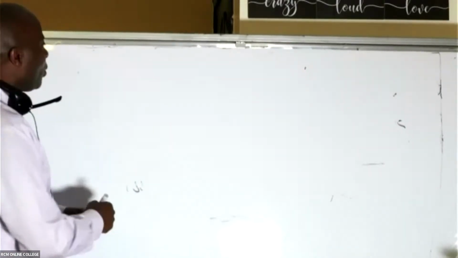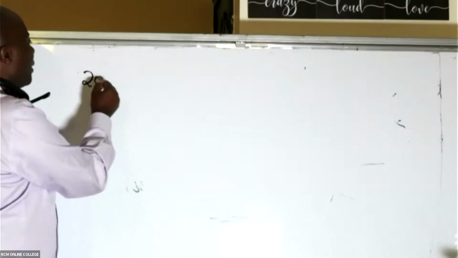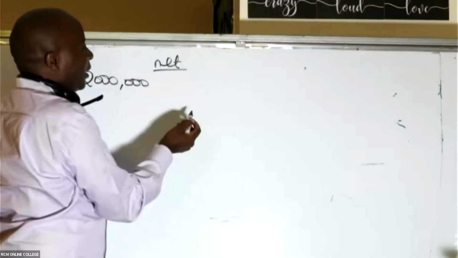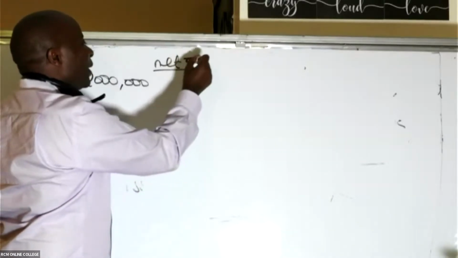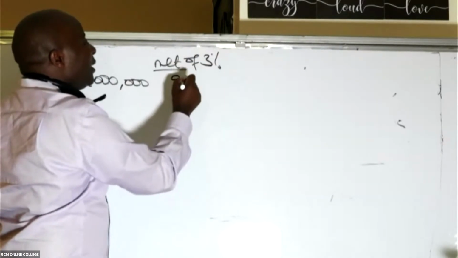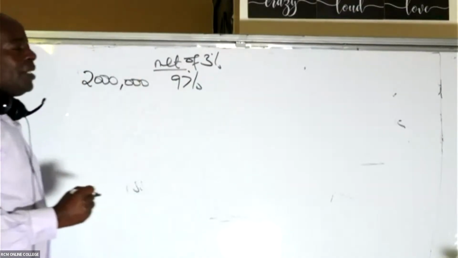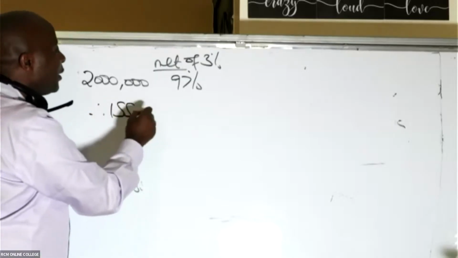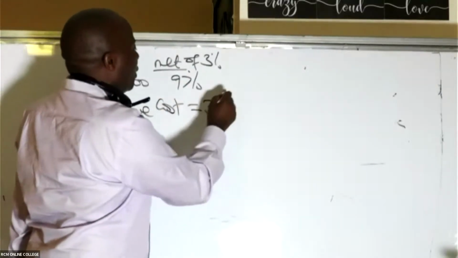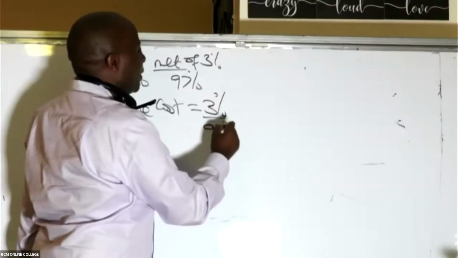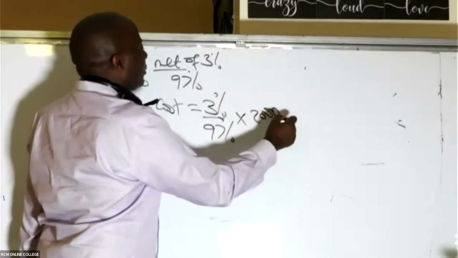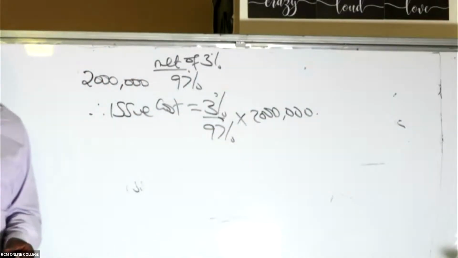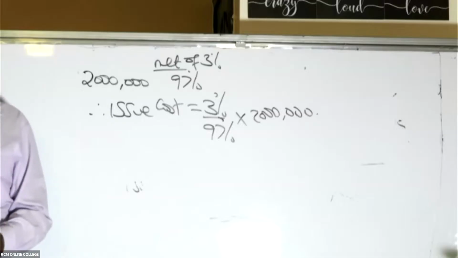Now, ladies and gentlemen, when they tell us that the 2 million is net here, all right, so if 2 million is net of 3%, it is at 97%. And therefore, the issue cost will be 3% over 97% times 2 million. That's how we get the issue cost.